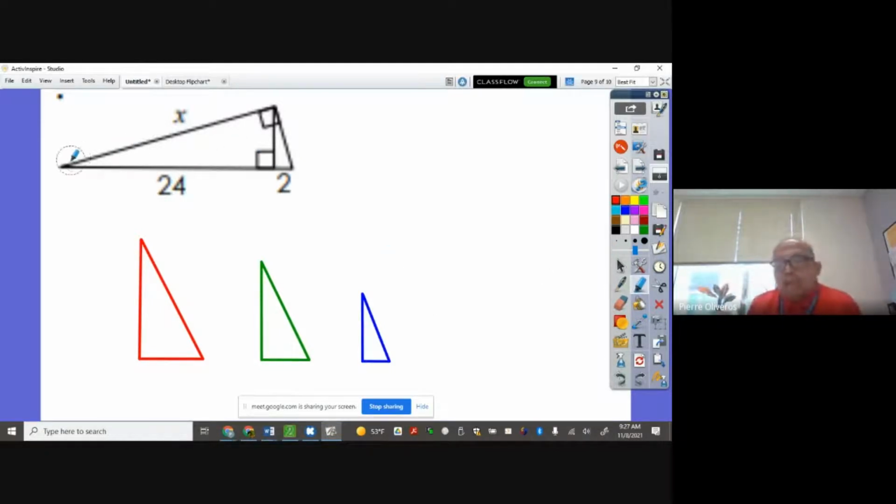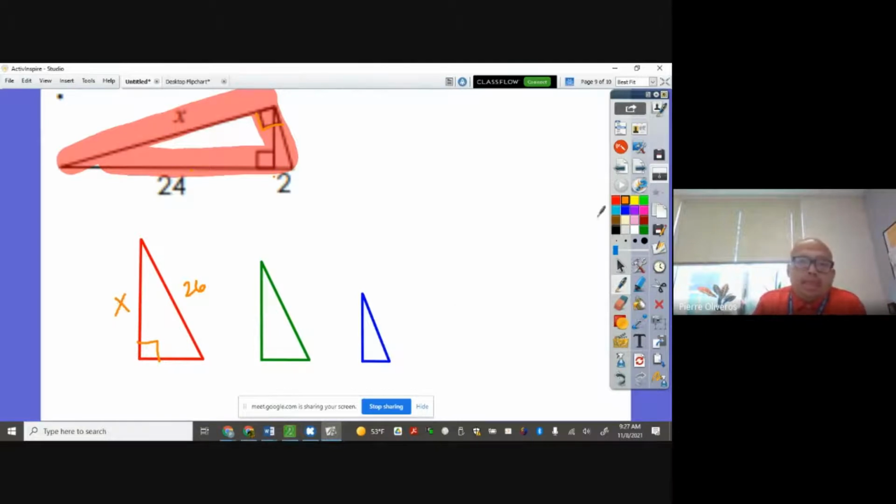So here the longest side, the biggest triangle is right here. So I know that is the 90, so the 90 is right here. So this will be 26 because 24 plus 2 is 26. And then the longer side is x. For the other triangle here, I have here 24 is the longer side. The hypotenuse is the x, right? This one here.